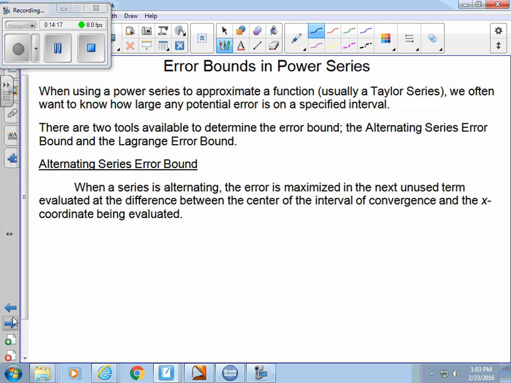To show you how to do this, I'm going to do an example. It's actually a continuation of 1995 BC number 5. So we're going to keep working the same problem where we've been working. There's just more to it. This is on the mastery exam, the alternating series error bound. The big thing I want you to say is the error is the next unused term. That's the gist of the alternating series. The error is no more than that.